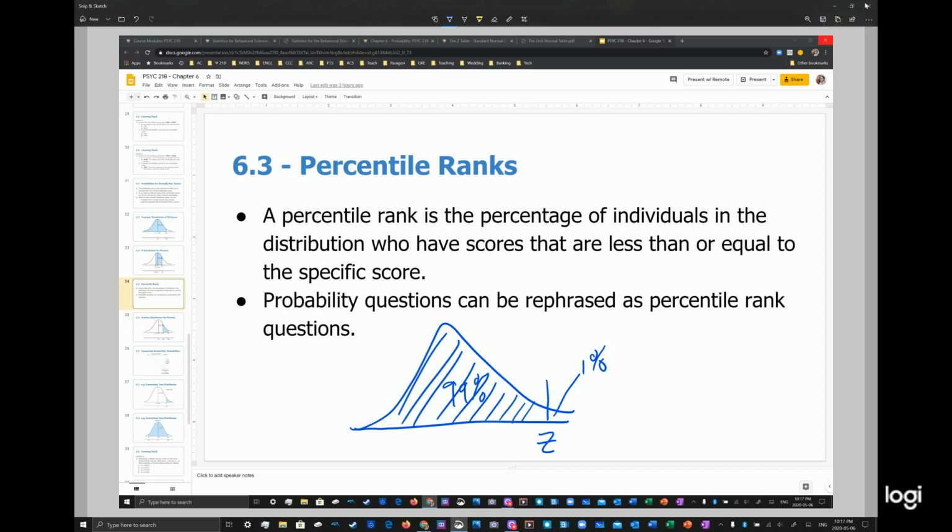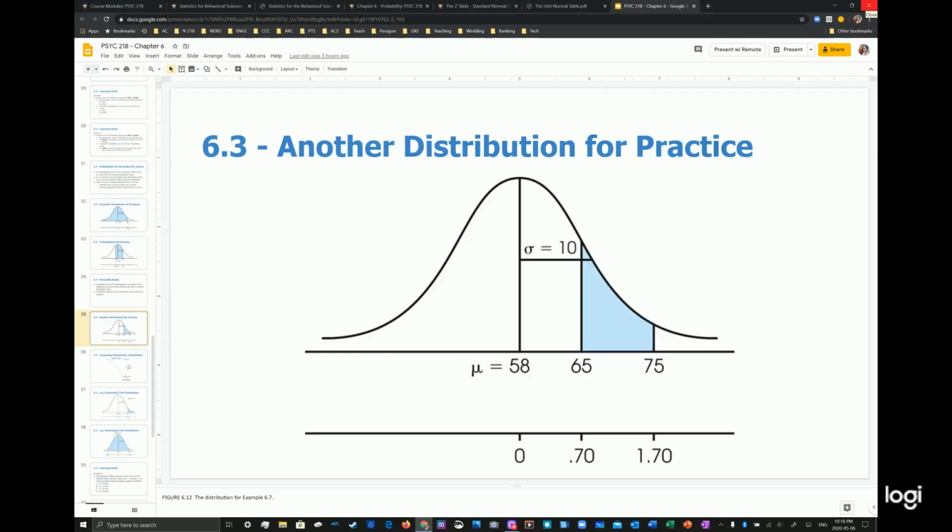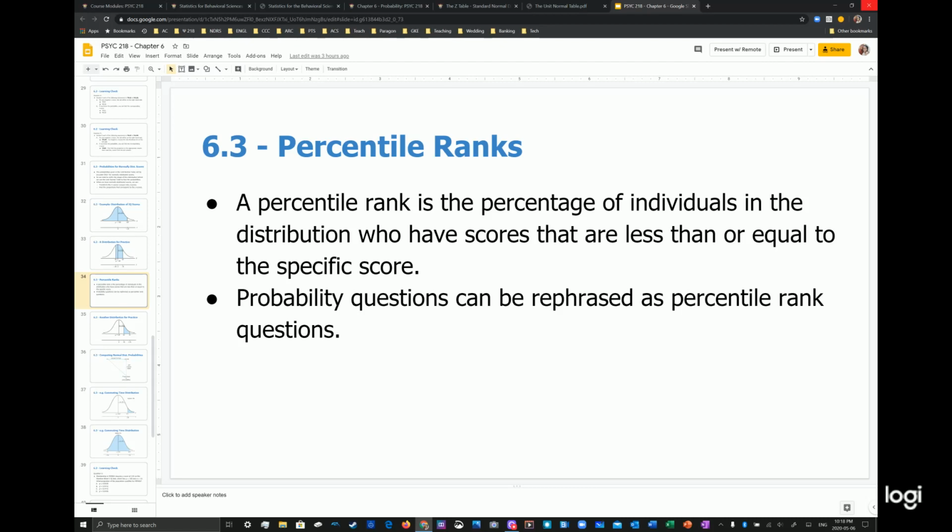And so this score right here, whatever it is, that's the 99th, not 99%, but the 99th percentile. So it's not the same as percentage, it's percentile. That's a rank, not a proportion. So again, because percentiles work with percentages that deal with proportions, you can, like the last point in the slide says, rephrase percentile questions as probability questions, and probability questions as percentile questions. You just gotta know how to work with percentages and percentiles.